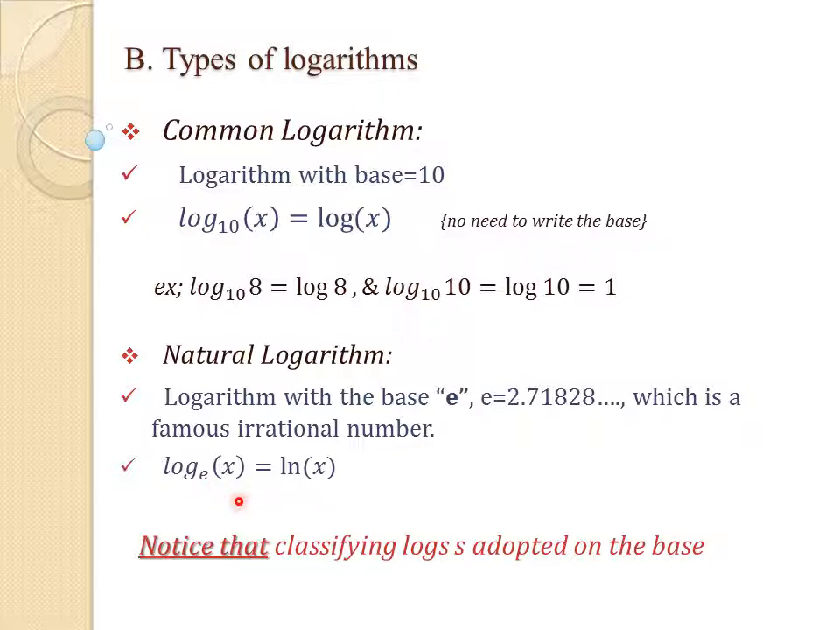So this classification into first type and second type is adopted on the basis of the base of the logarithm. If it is 10, we don't write the 10, and it is known as the common logarithm. The second one is written as ln, and we don't write the base, but we know directly that the value of the base is the exponential function, the famous irrational number.